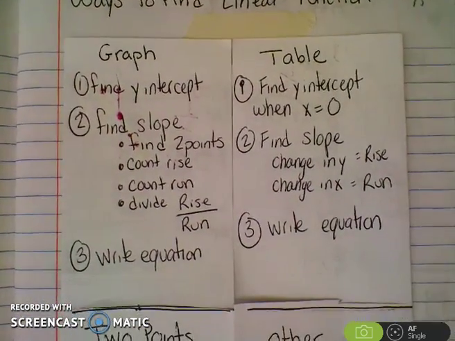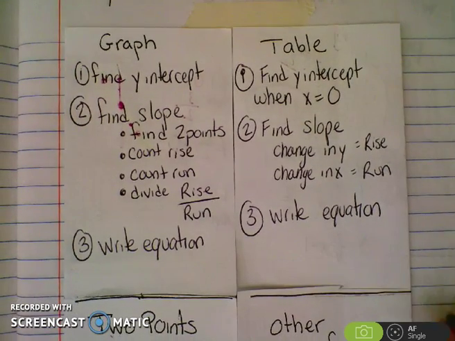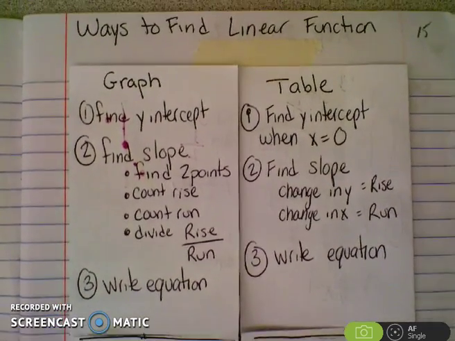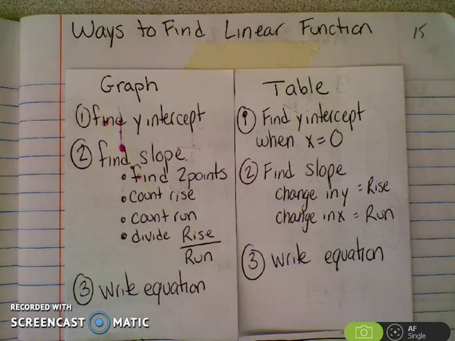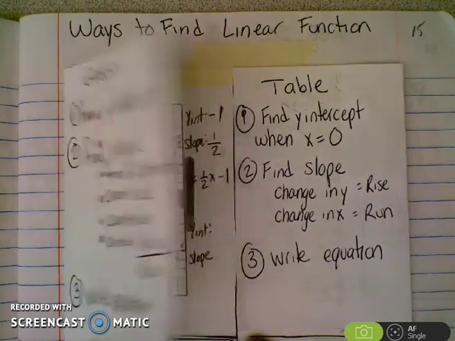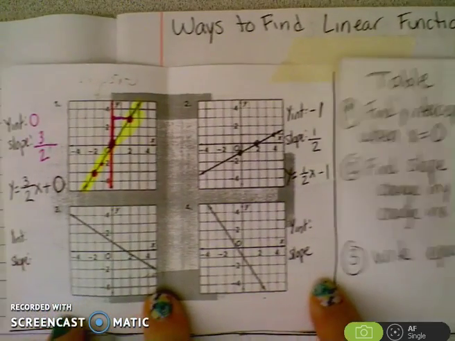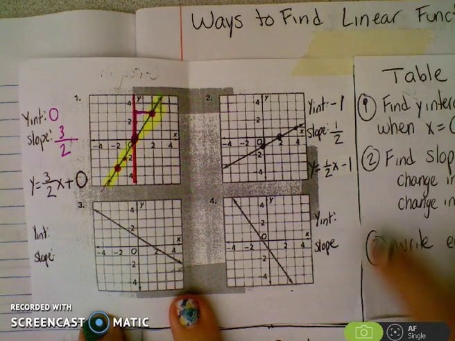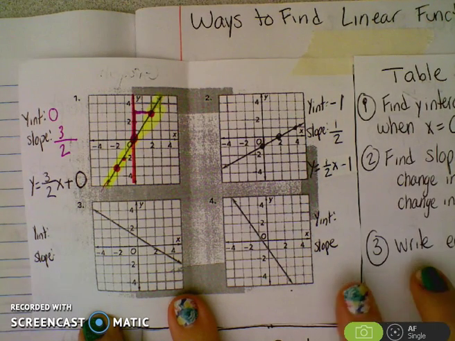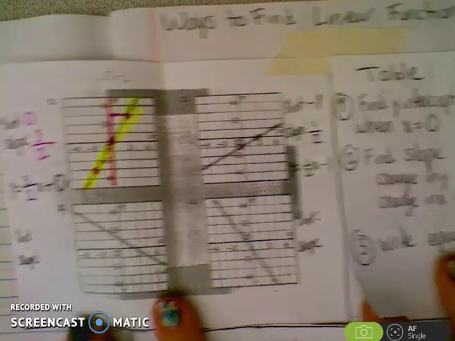And then just recently we have this foldable on page 15, which is ways to find a linear function. This one is very important because we refer back to it over and over again this year. So to find it using a graph, you have to find the y-intercept and the slope of each line, and then you can put it together and find the equation.